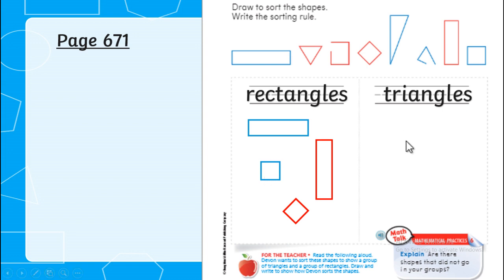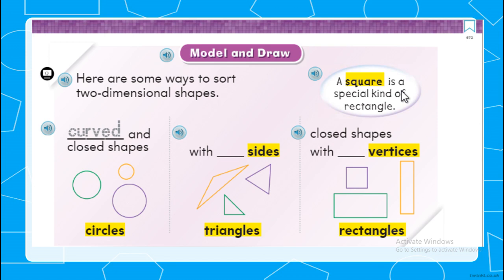Now the triangles. I only have 2 triangles. How about this shape here? No, it's open shape. I cannot put it here. And this one also is an open shape. I can also make 2 groups, closed and open. Then I can put these in the open group. Next page. Model and draw.